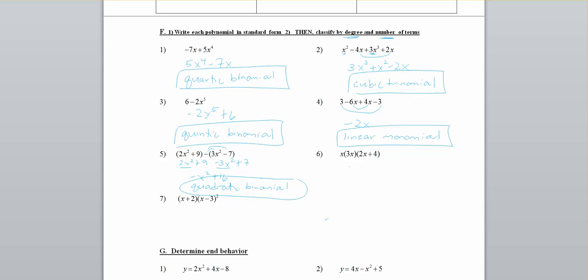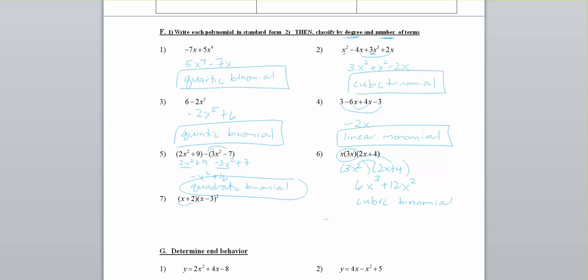Okay, so on number 6, I would suggest multiplying these two first, 3x squared, and then multiply it by 2x plus 4. You can do it different ways, but I think it's the best way to minimize mistakes. If I distribute, I have 6x to the 3rd plus 12x squared. That's my polynomial in standard form. Since it's raised to the 3rd power, it's a cubic, and it's 2 terms, so it's a binomial. So hopefully you put there a cubic binomial.